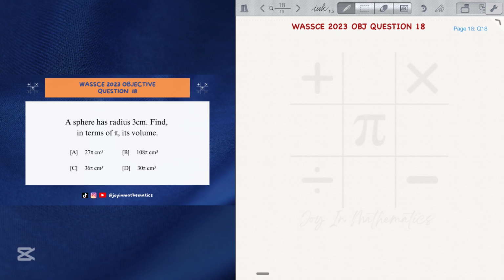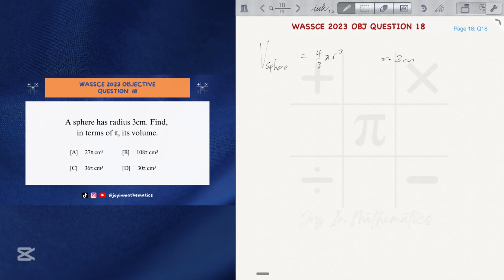Now moving on to WAEC 2023 objective question 18. We have a sphere with radius 3 centimeters. Find in terms of pi its volume. So what we're looking for is the volume of the sphere. The volume of a sphere, V sphere, is given as 4 over 3 pi r cube. And we're given that the radius is equal to 3 centimeters. So with that, we can easily evaluate the volume.